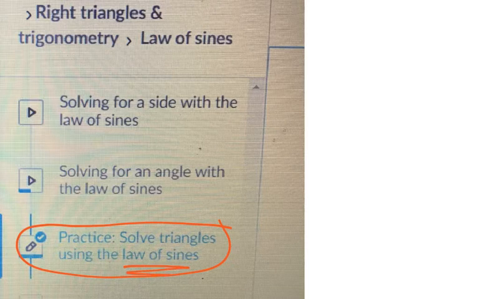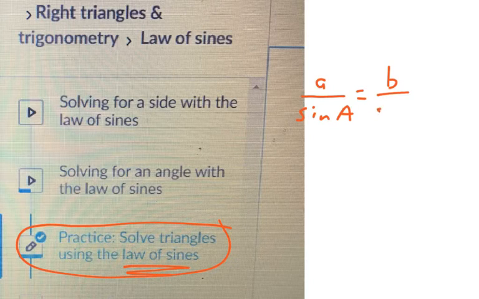Okay? Now, the law of sines, by the way, simply says this. Little side a, you match up with the sine of its opposite angle, big A. And that's always going to equal the ratio of little side b matched up with the sine of its opposite angle, big B. And that can be matched up with little side c, which goes with the sine of big C. It looks a lot scarier than it really is.